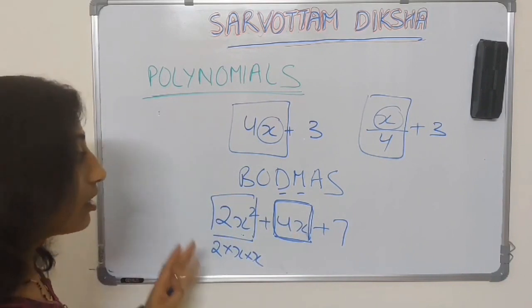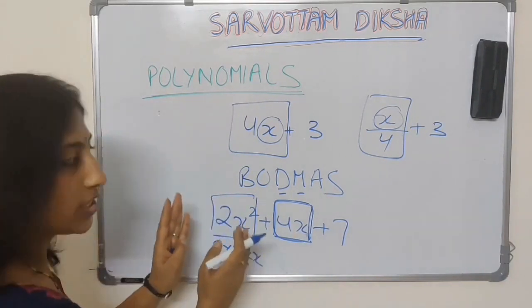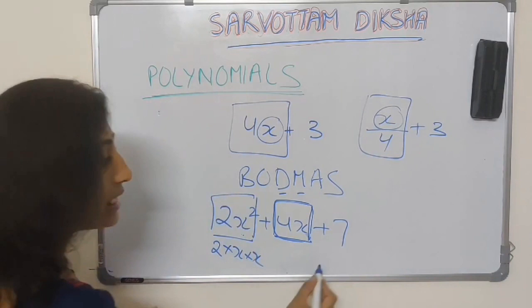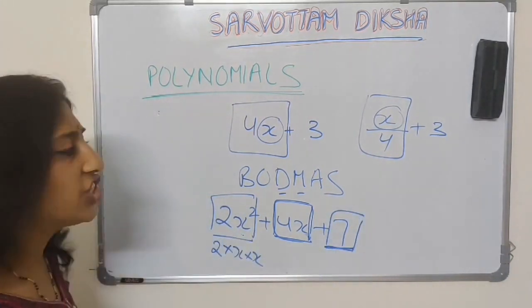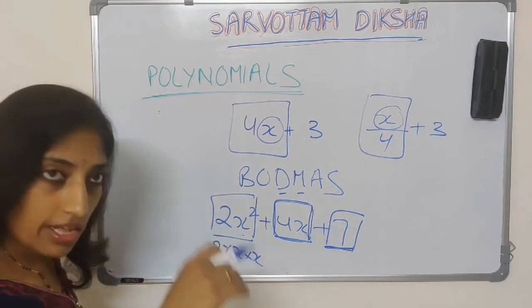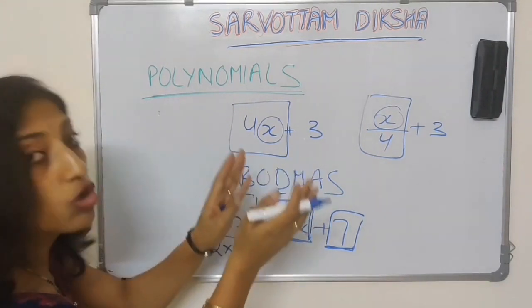But the first thing getting impacted is the term, and this 7 won't get impacted at all by change in the value of the variable. So this is the constant term here.